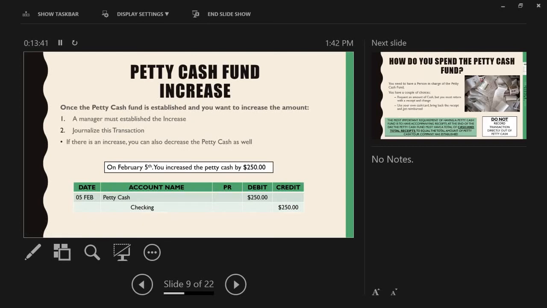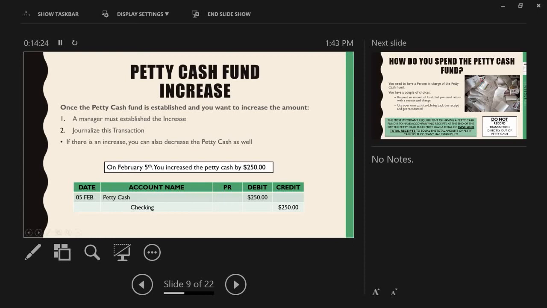Now, what if that petty cash fund isn't enough? Like, I don't want $500. I need to increase it so it's enough to cover all my expenses. Maybe last month I spent too much and I barely had enough money in the petty cash fund. So therefore, I need to increase it. Every transaction that you do, we'll record after we deal with this. But for this case, I want to increase the amount of petty cash I have in my petty cash fund.